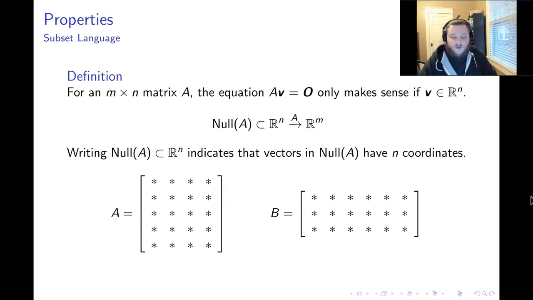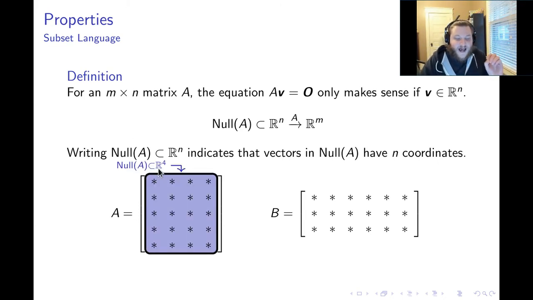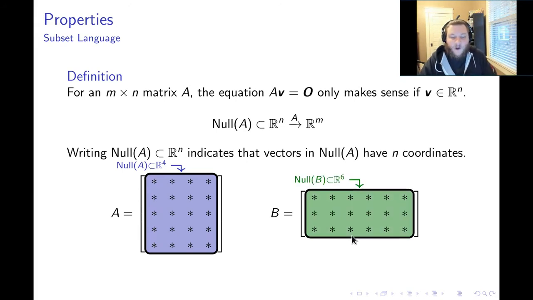So here are two generic shapes of matrices one might come across. On the left here, the matrix A has a shape given by 5 by 4. And on the right, this matrix B has shape given by 3 by 6. So A is a 5 by 4 matrix, which means that the null space of this matrix lives inside of R^4 because this matrix has 4 columns. For B, since this is 3 by 6, the null space lives inside of R^6 because this matrix has 6 columns.